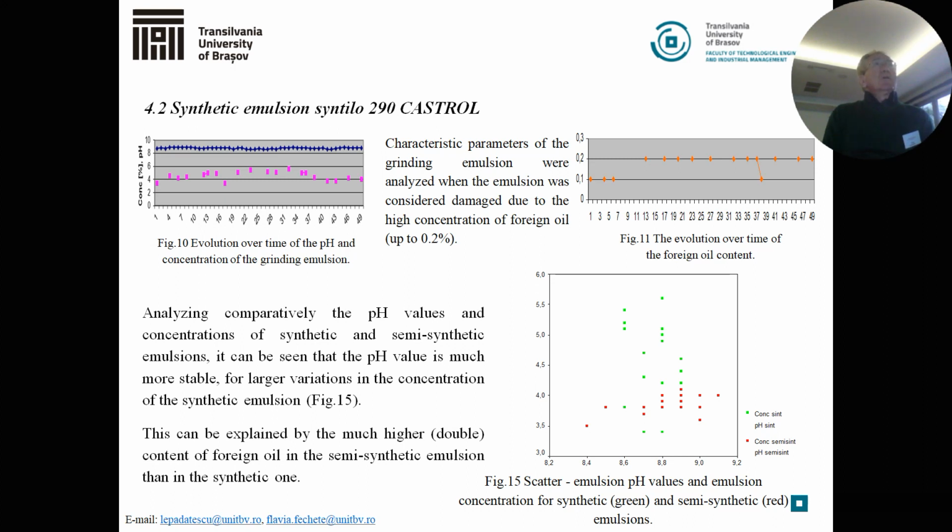Synthetic emulsion Scintilo 290 Castrol. Characteristic parameters of the grinding emulsion were analyzed when the emulsion was considered damaged due to the high concentration of foreign oil, up to 0.2%. Analyzing comparatively the pH value and concentration of synthetic and semi-synthetic emulsion, it can be seen that the pH value is much more stable despite larger variation in the concentration of the synthetic emulsion. This can be explained by the much higher, double, content of foreign oil in the semi-synthetic emulsion than in the synthetic one.